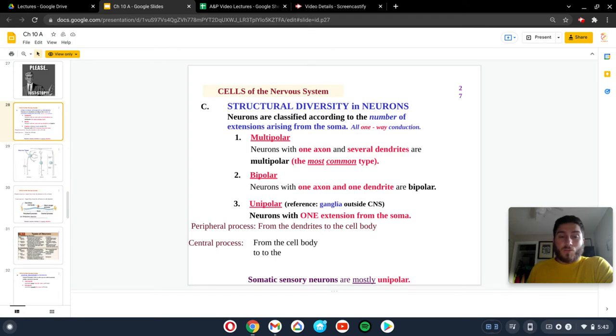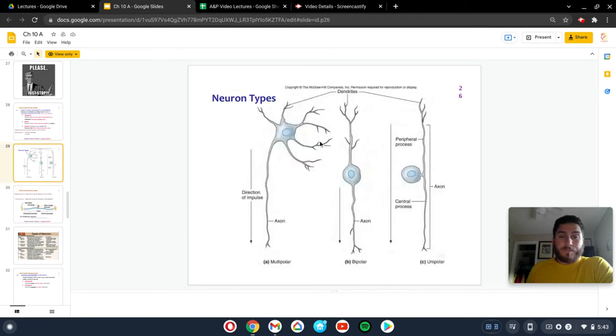And you can see this right here. So here's a multipolar neuron. We have the soma, the cell body, and there are many dendrites coming off of it, and then one axon. This is multipolar. Bipolar, we have one cell right here in the middle, the soma, and then we have 2 extensions coming off of the soma. They happen to be one dendrite and one axon.